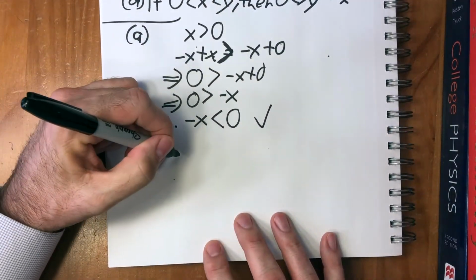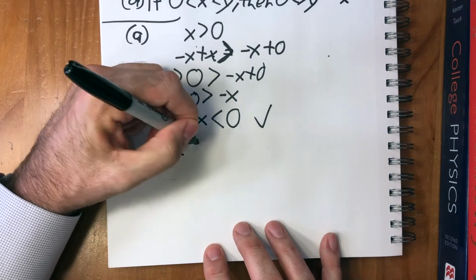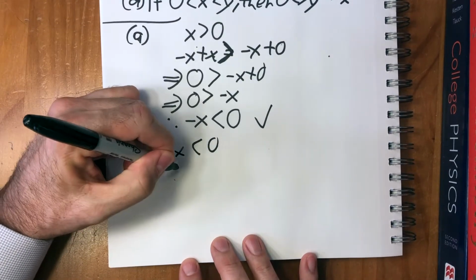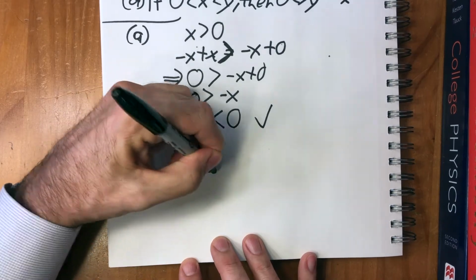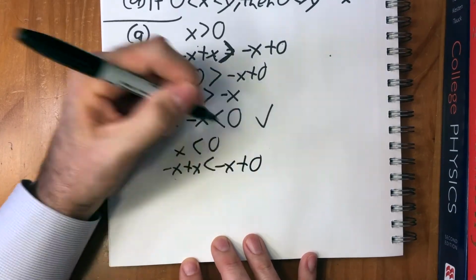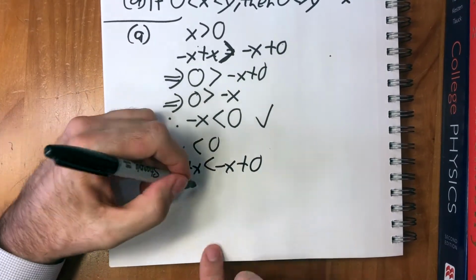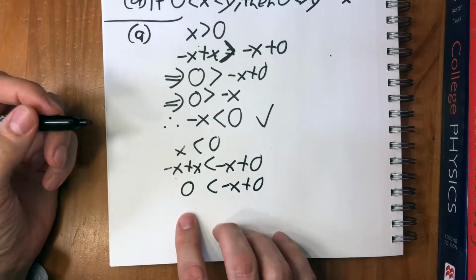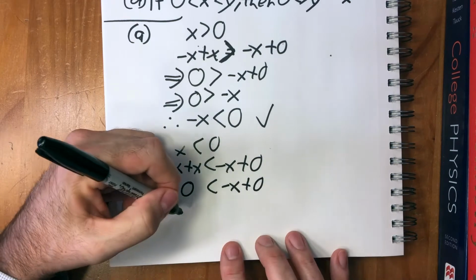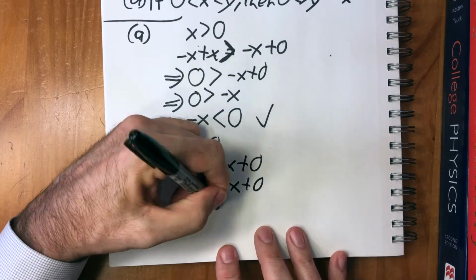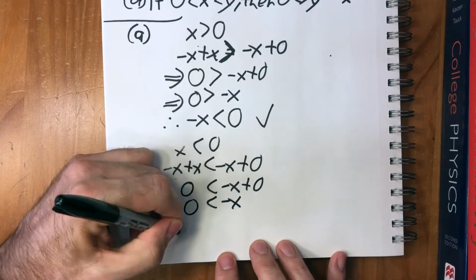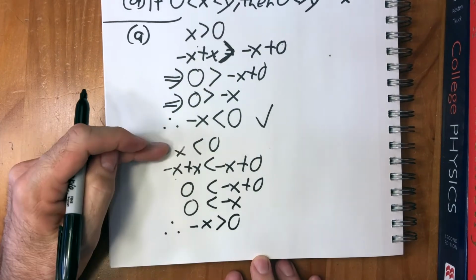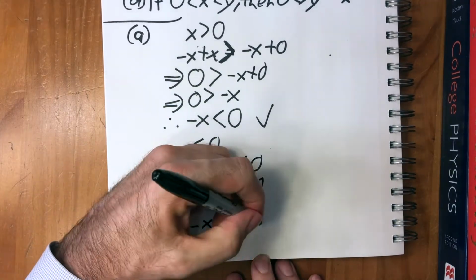So if we start with x is less than 0, then it's the same thing. We can add minus x to both sides. Minus x plus x is 0. And then minus x plus 0 is minus x. Therefore, minus x is greater than 0. So if x is less than 0, minus x is greater than 0.